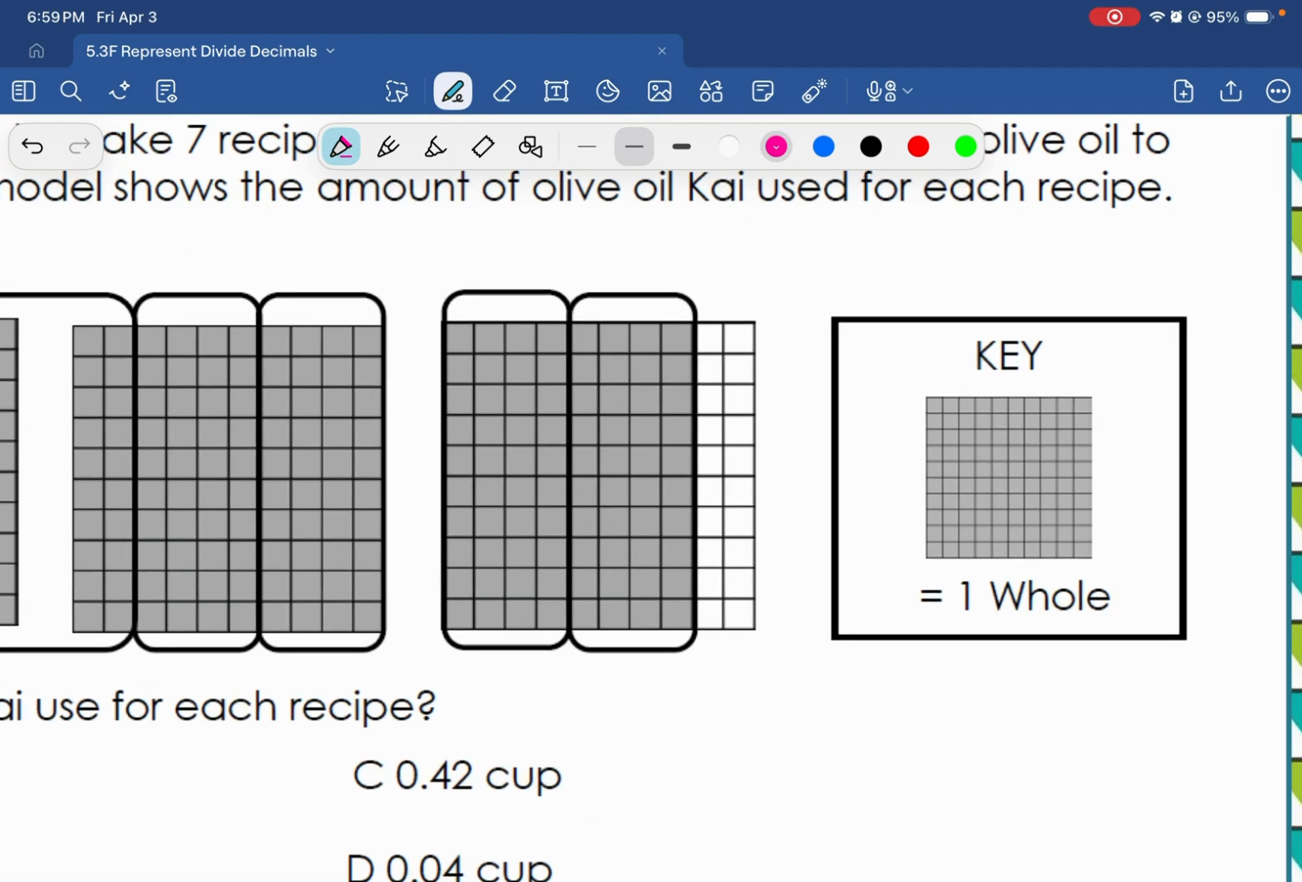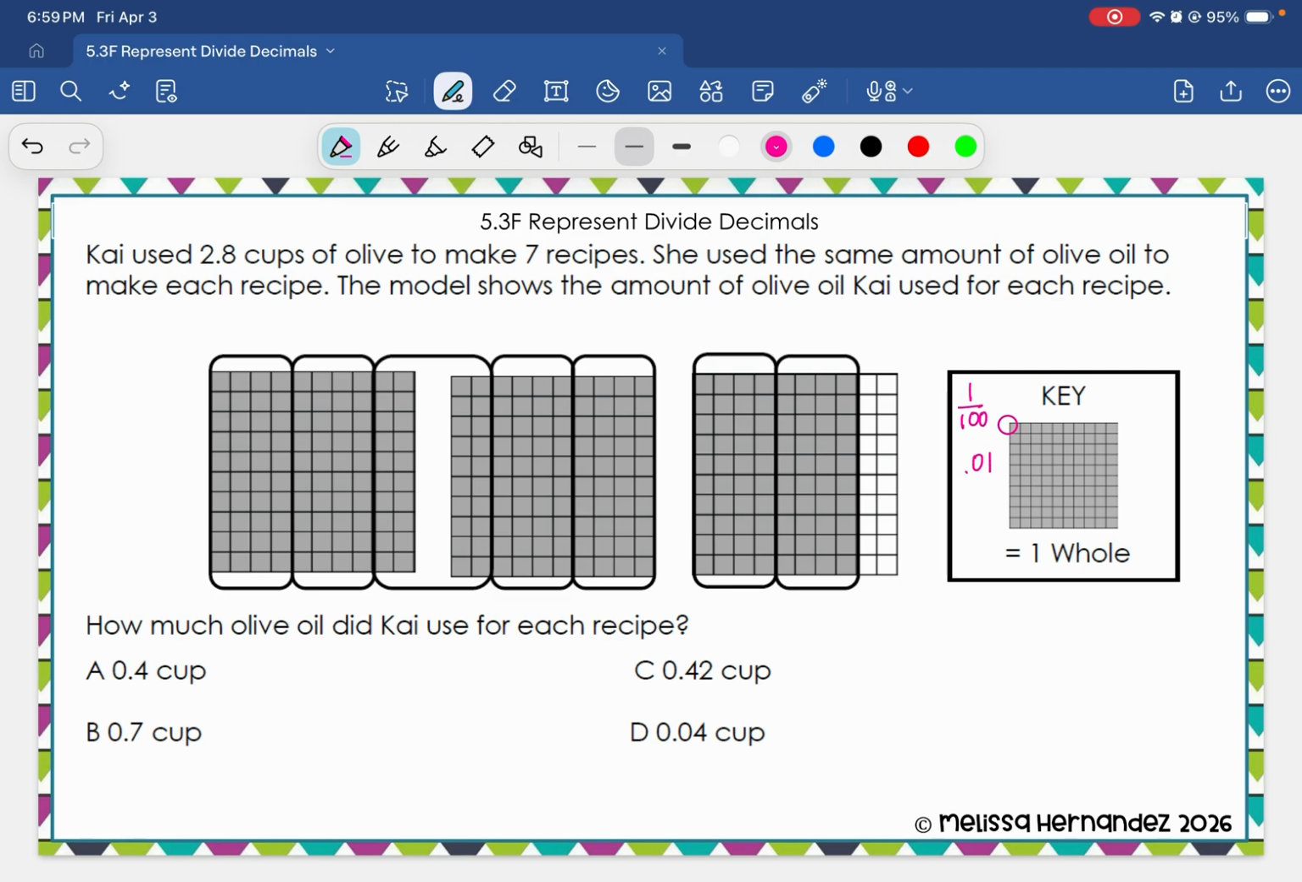If you look at the key, it's a decimal grid out of 100. So if you only had one square, it would be 1 out of 100, or 1/100ths. All right, so it says, how much olive oil did Kai use for each recipe? They are all the same. So that means we have equal groups, and we have a total of 7 groups. So in each group, that would be our answer.